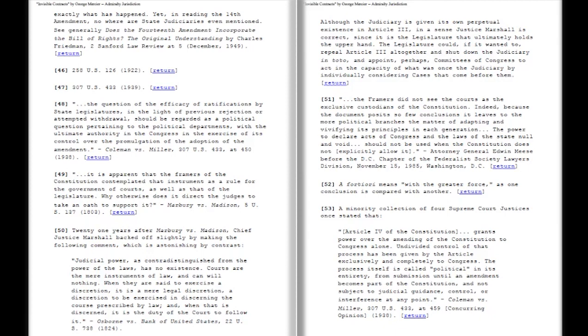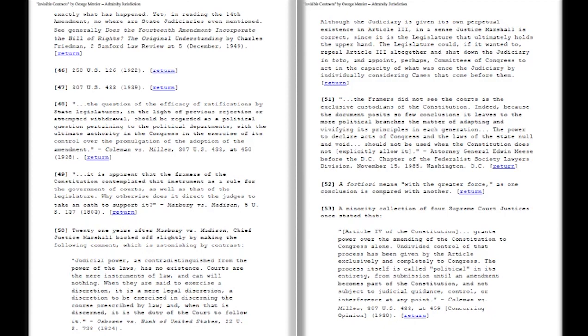See generally, Does the 14th Amendment Incorporate the Bill of Rights? The Original Understanding, by Charles Fairman, 2 Stanford Law Review at 5, December 1949. Return. 46. 258 U.S. 126, 1922. Return. 47. 307 U.S. 433, 1939.